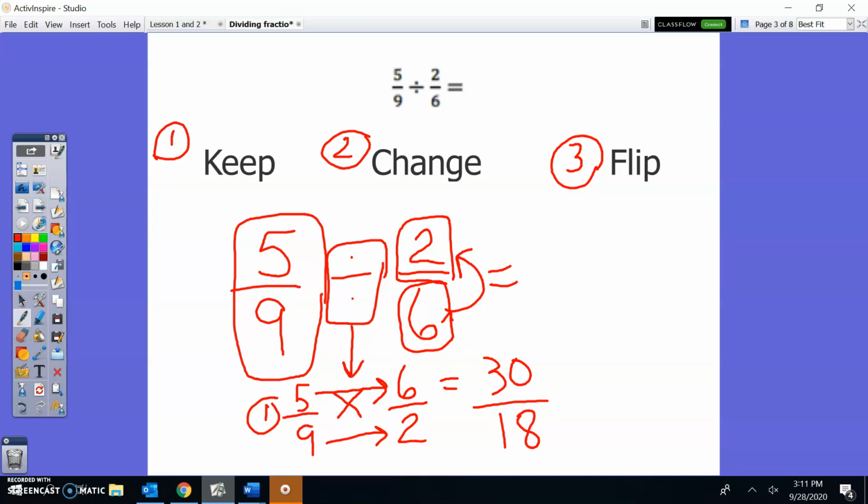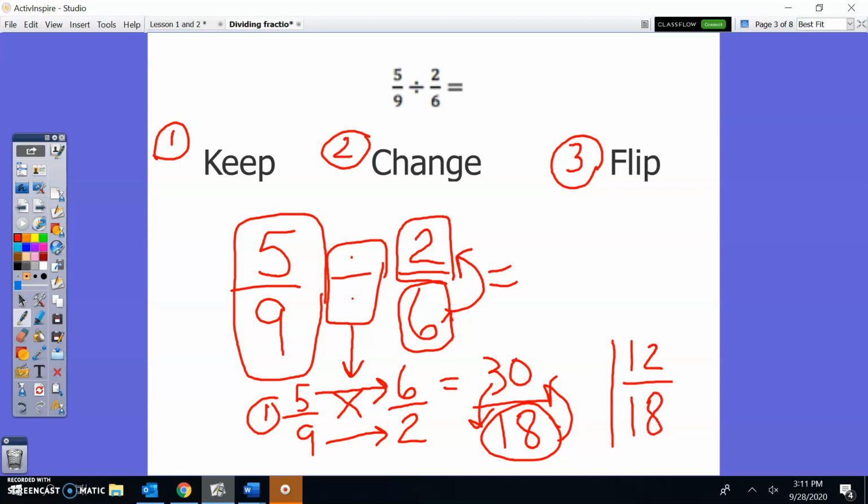I can either simplify this first, then convert it into a mixed number, or I can convert it into a mixed number and then simplify it. I think I'm going to convert into a mixed number first, then simplify. I'm going to take 18 and ask myself how many times can 18 go into 30? It can go in 1 time. My remainder is 12. How did I get my remainder? I just subtracted 30 minus 18, over 18, which is my denominator.